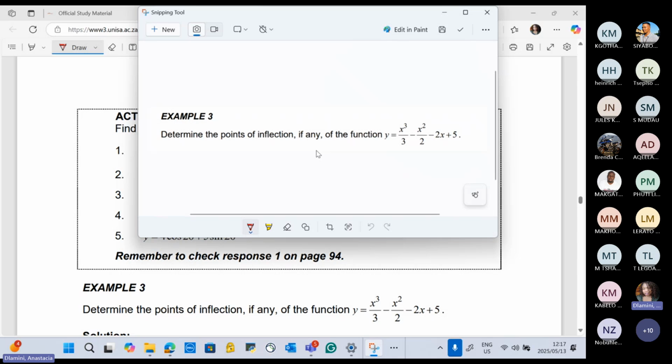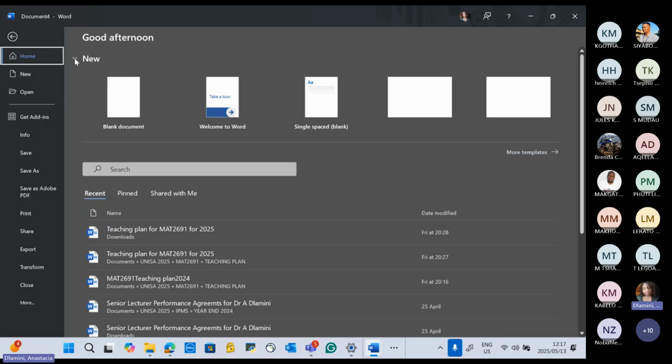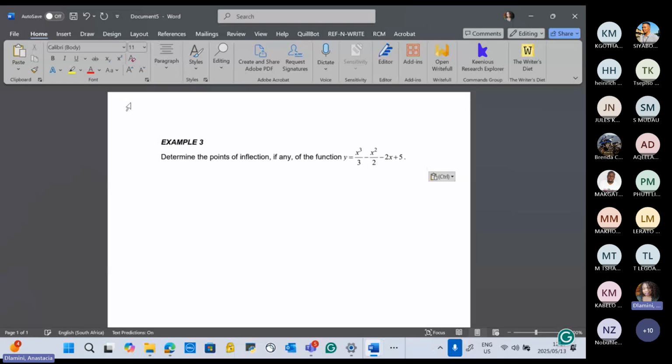Do you want to go through the steps of the point of inflection again, or should we just do the question while the steps are still in your mind? Now we can do the question. Okay, so let's find the point of inflection of the function. What do we do for the point of inflection?